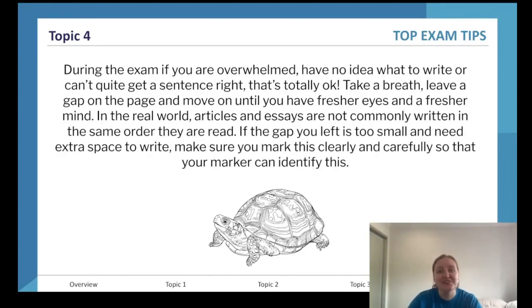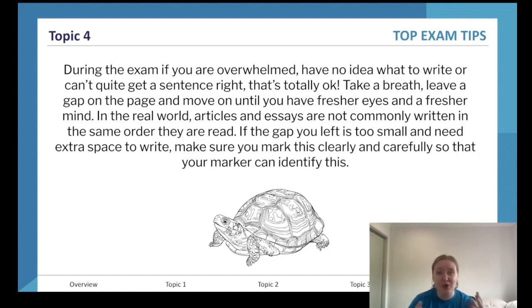All right. If you're overwhelmed and have no idea what to write in the middle of the exam, take a breath, step back a little bit. Don't obviously get up and step back, but lean back, put all of your things down, close your eyes, take a nice deep breath, refocus yourself. It is not going to be lost time by taking the time to calm yourself down. You can leave a gap, move on, and return when you have fresher eyes and a fresher mind.